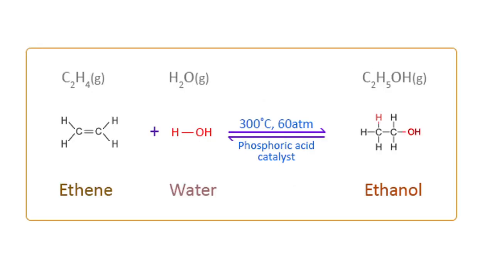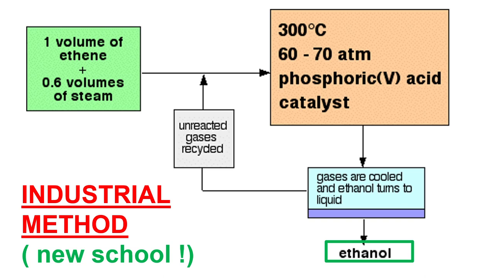Now, okay, ethene and water. Let's take a look here. The steam hydration of ethene to make ethanol. Here are the reaction conditions. This is what happens, okay? You get ethene gas, you get steam, and you put them into a reactor vessel at 300 degrees Celsius, a pressure of 60 to 70 atmospheres, with a phosphoric acid catalyst. And that makes ethanol. This reaction actually has a very low yield of around 5%, but the fact that the unreacted gases are constantly recycled means you are not concerned about the yield.